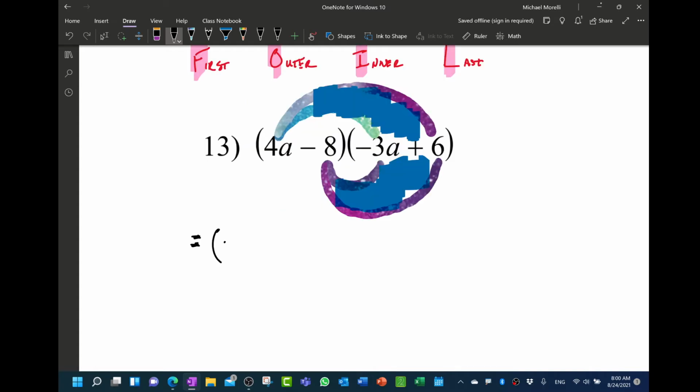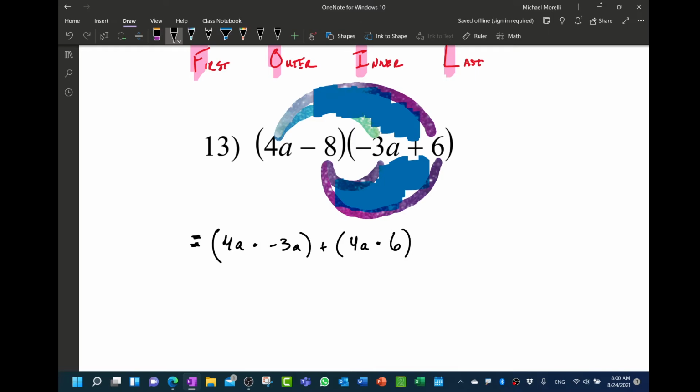First, let's put parentheses. You're going to multiply 4a times negative 3a, right? And then you're going to add, so that's first times first. Now outer times outer, 4a times positive 6. Open parentheses, 4a times 6. So I want to see this. I don't want this to occur in your brain, because if it occurs in your brain and you make a mistake, I can't help you.